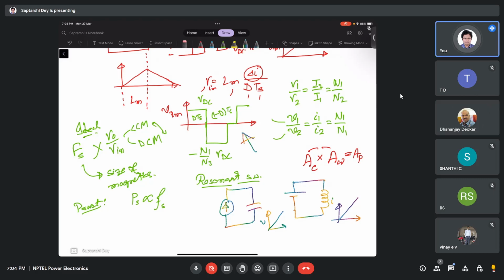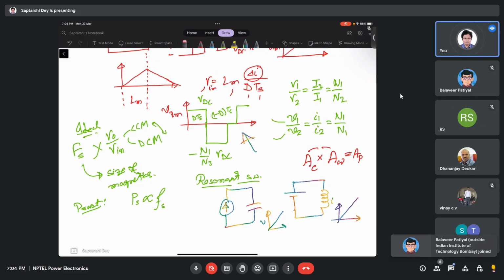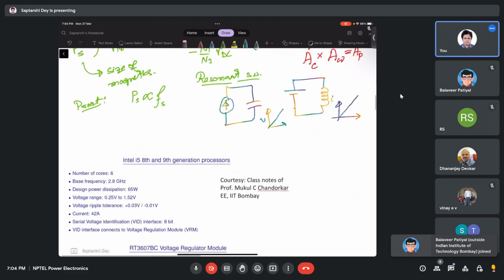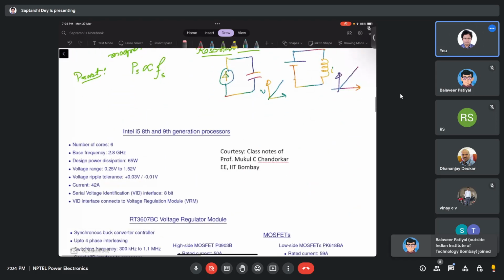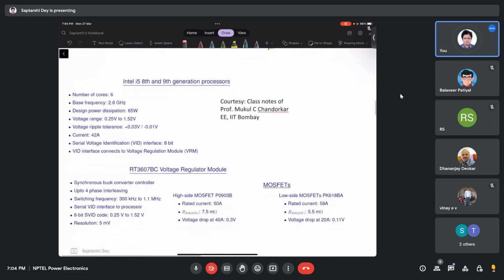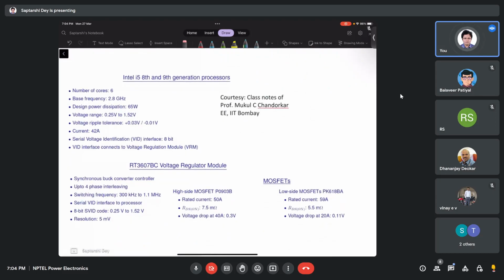All right, we will briefly discuss. Last week we ended our session saying that we will discuss a little bit about synchronous buck converters. Yes, sir. The thing is that we already have the buck converter, but in spite of that, why at all do we need a synchronous buck converter?